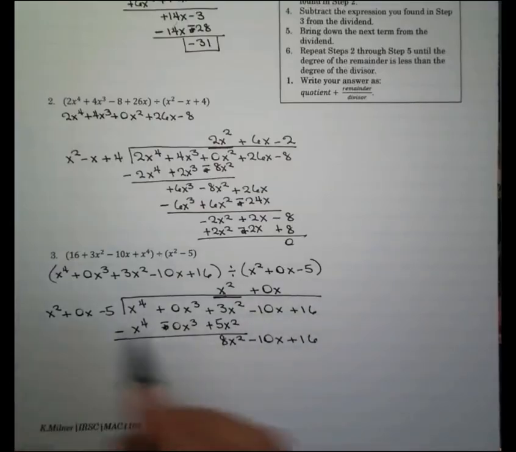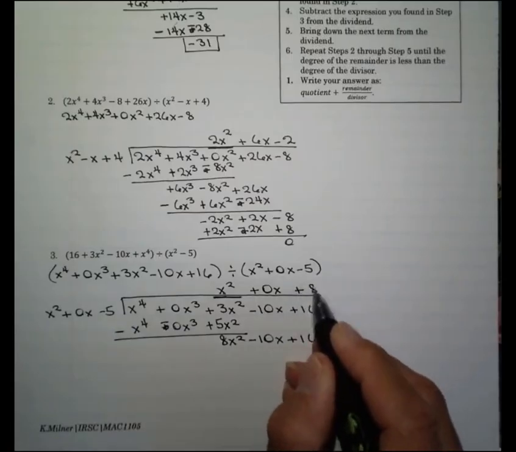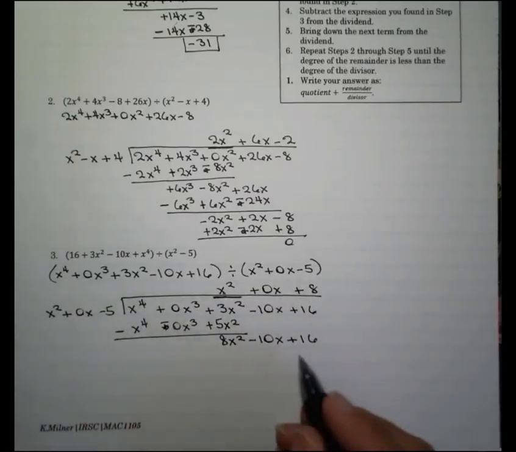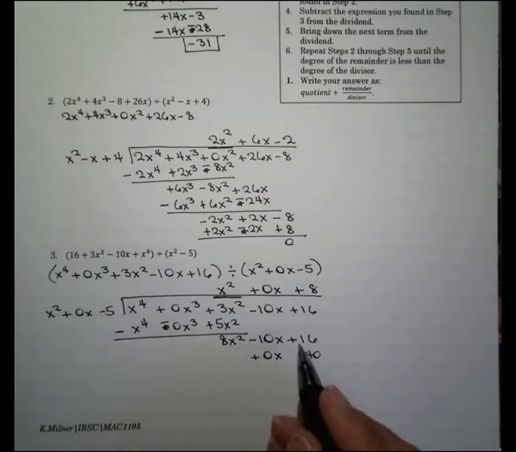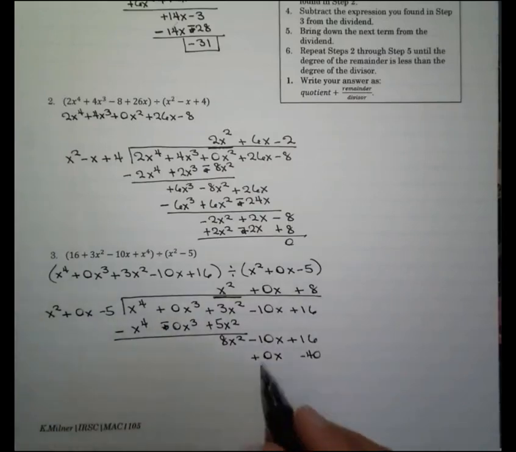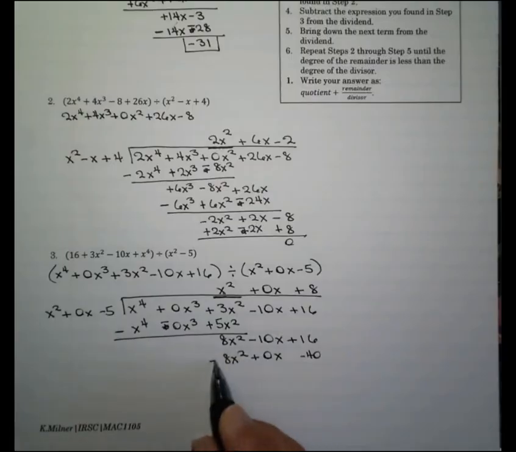8x squared divided by x squared is positive 8. 8 times negative 5 is going to give me negative 40. And 0 times 8, I'll just write it in here, it's going to be a positive 0. That's my x term, so I'll write it as that. And 8 times x squared is 8x squared. Let's change all these signs so that we can subtract them.